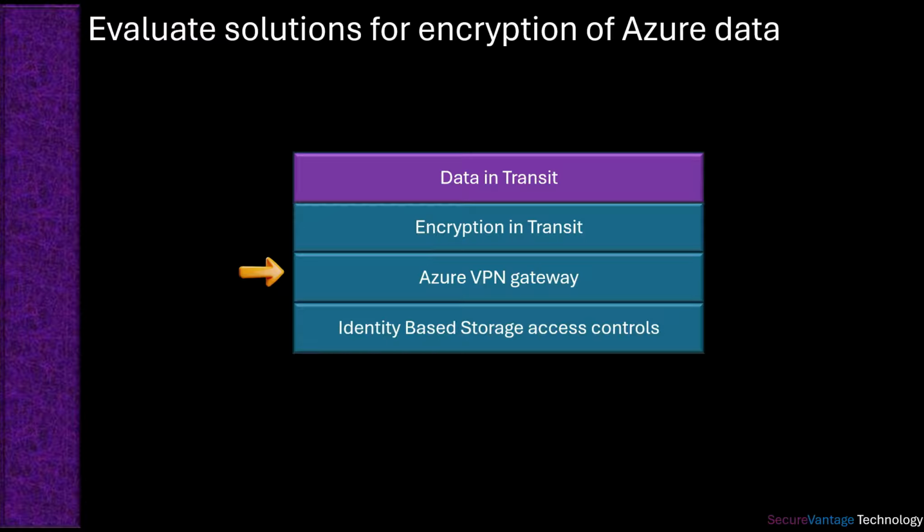When transferring data over the public internet between an Azure virtual network and an on-premises location, Azure VPN Gateway can be used to establish a secure encrypted connection. This prevents any potential man-in-the-middle attacks and ensures the integrity and confidentiality of the data in transit.